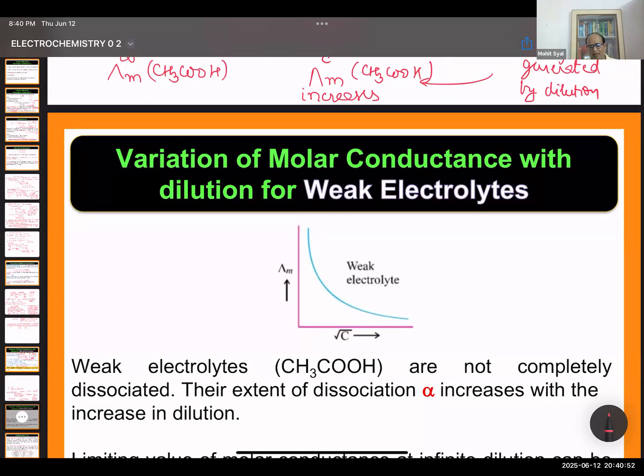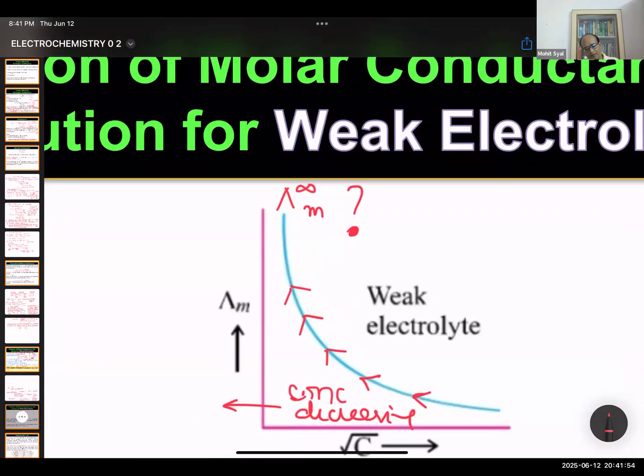So for a weak electrolyte, the concentration is decreasing in the backward direction and the molar conductance is increasing. What will be the limiting or maximum value of the molar conductance? It is not a straight line graph which can tell us that it is intersecting at a particular point. It is just moving like this, and it appears that there is no end to it. But that is not true. How to figure out what the maximum value is?